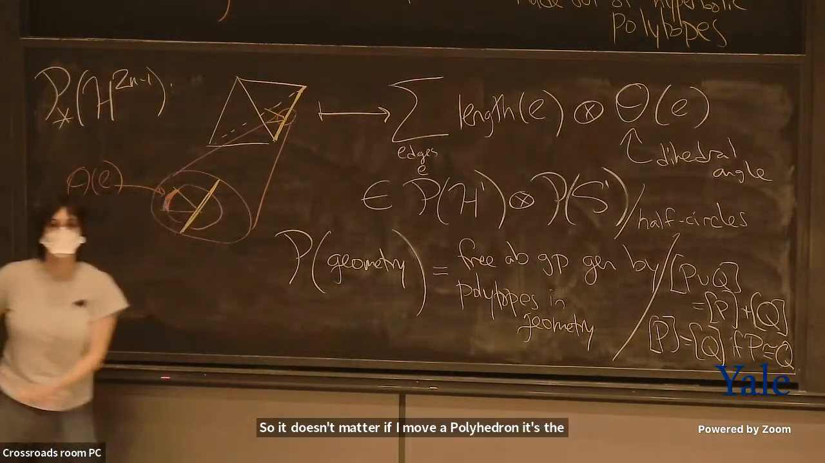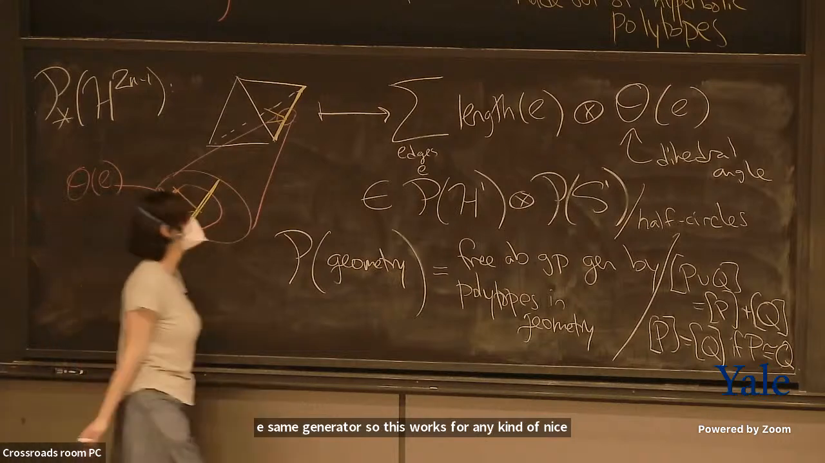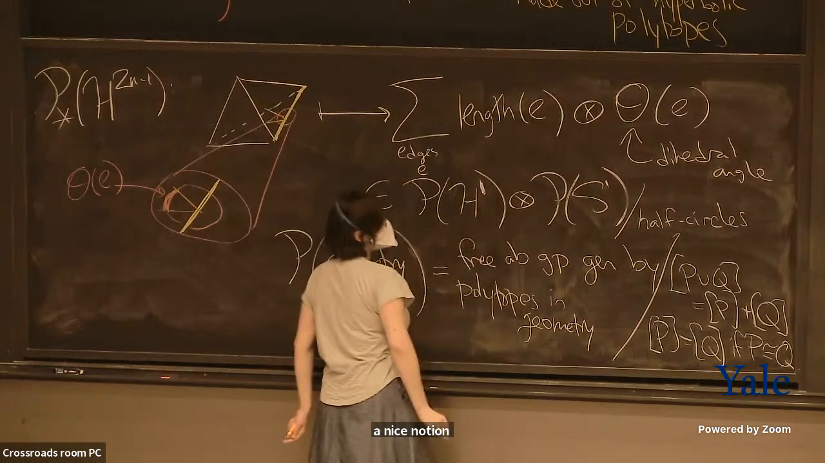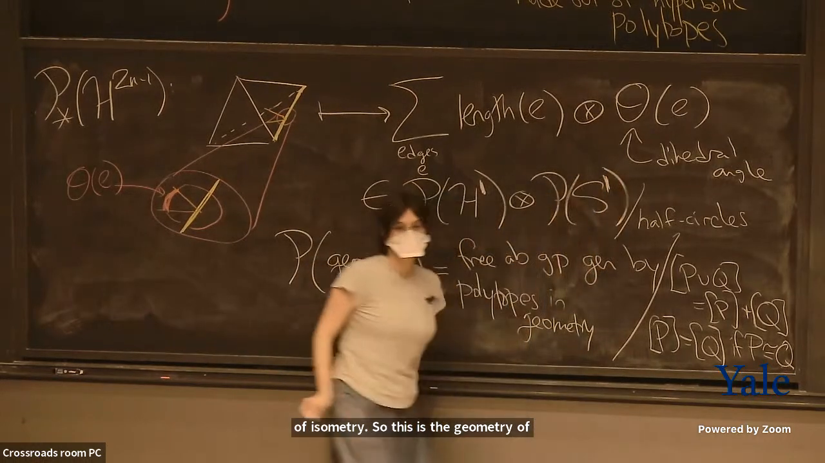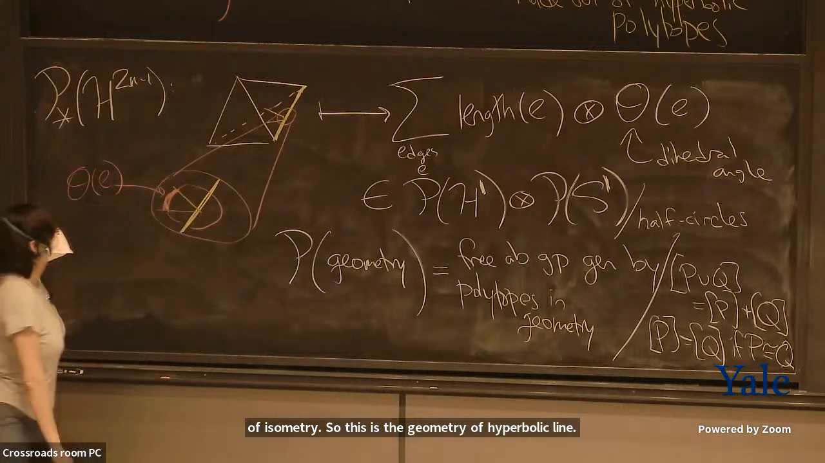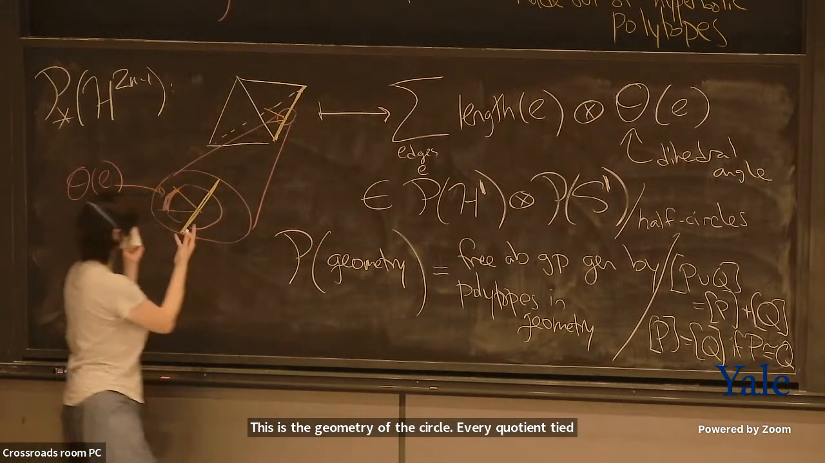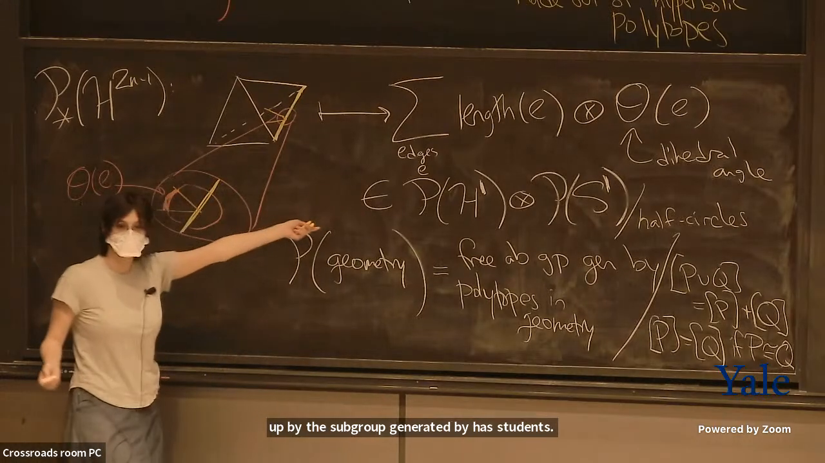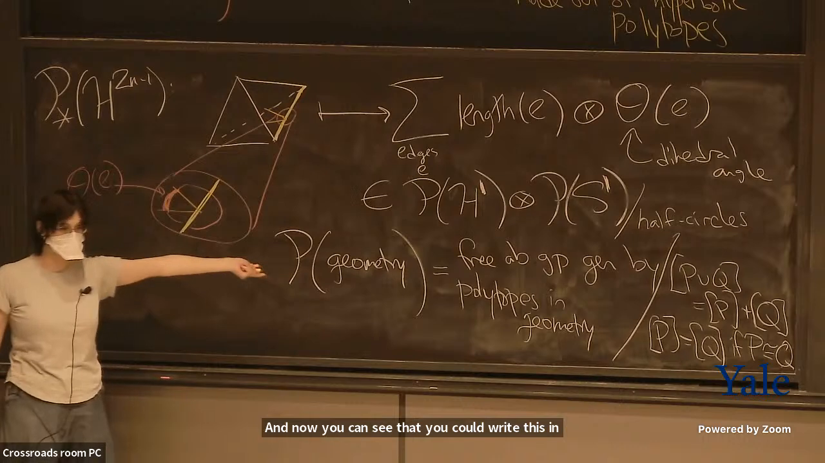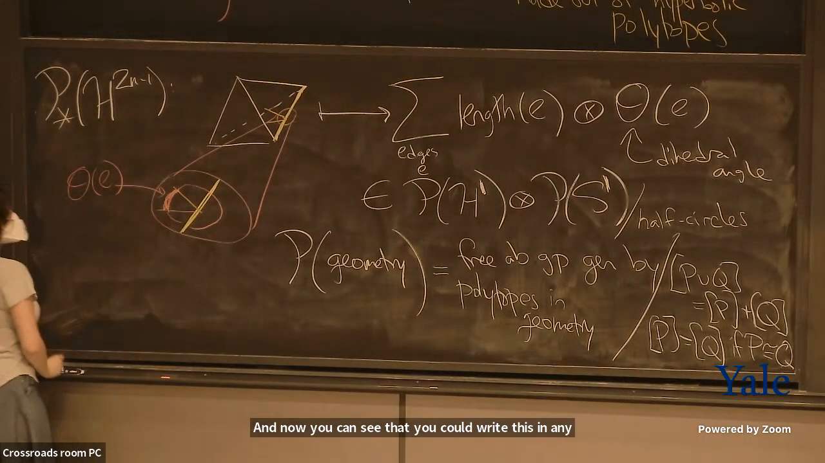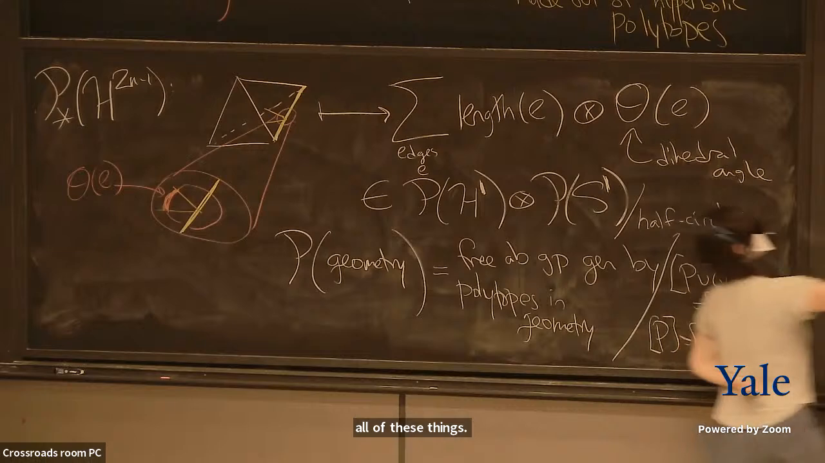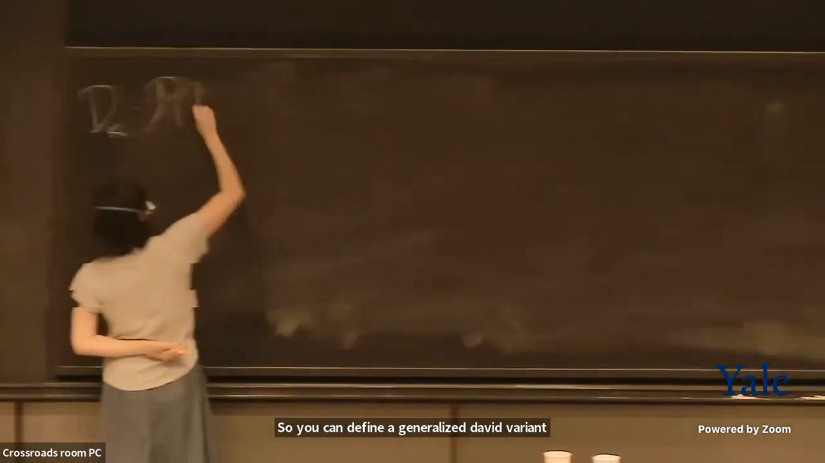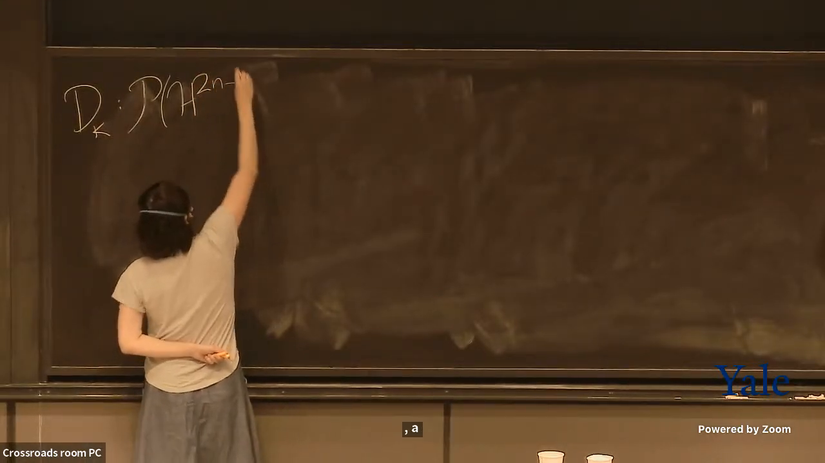So this works for any kind of nice geometry where you can define a polytope and you have a nice notion of isometry. So this is the geometry of the hyperbolic line. This is the geometry of the circle. And we quotient out by the subgroup generated by half circles. But now you can see that you can write this in any kind of geometry where you actually have a notion of all of these things. So you can define a generalized Dehn invariant. A hyperbolic group. Minus one.